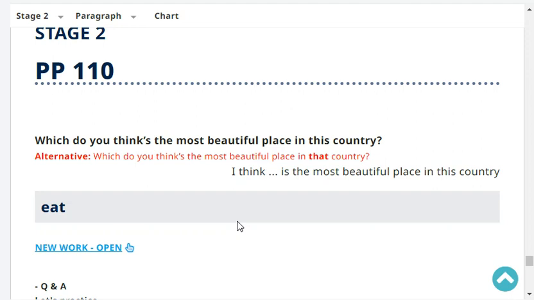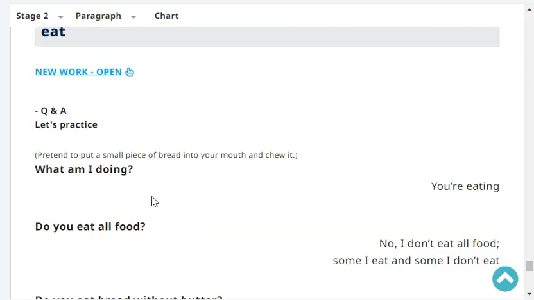I think Yokohama is the most beautiful place in my country. Very good.